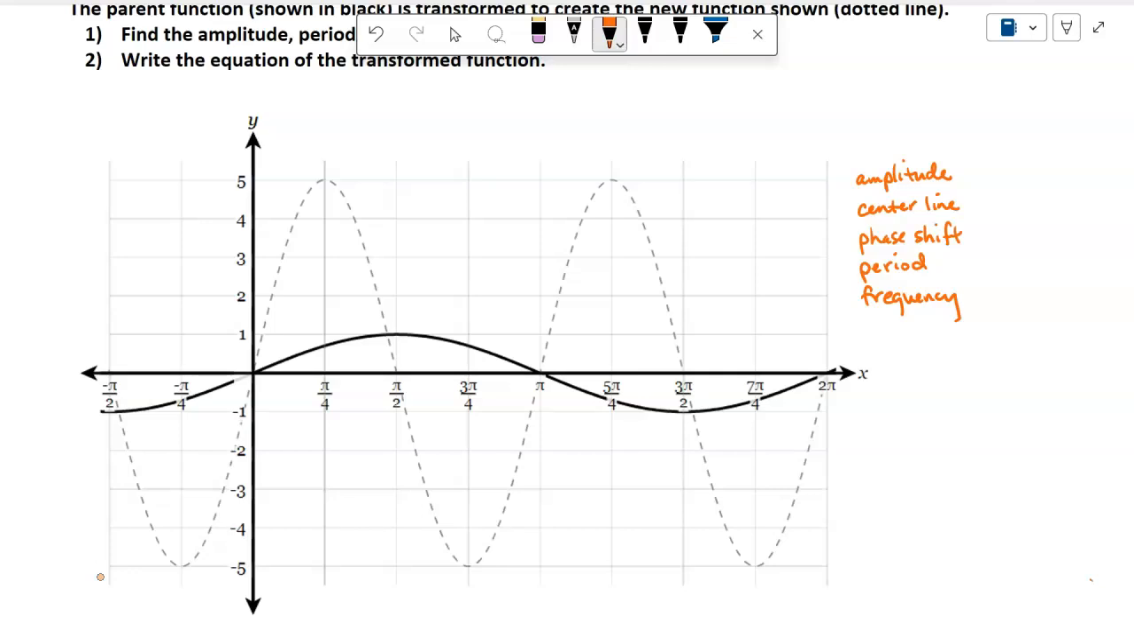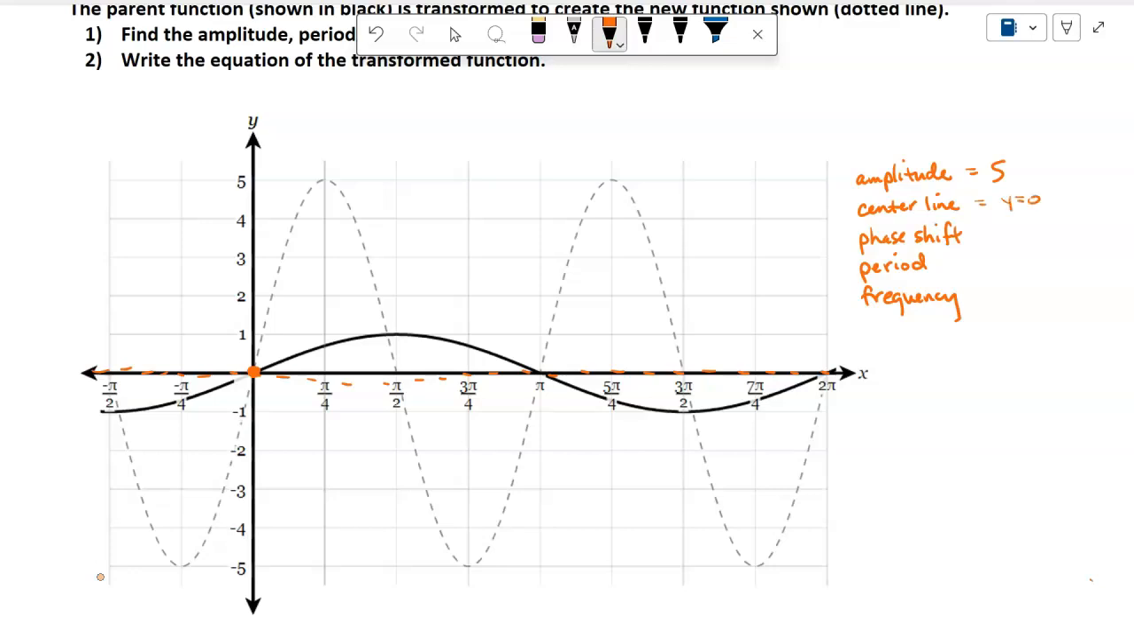So amplitude is always the distance from the center line up to the max or down to the minimum. You can also find this by taking the maximum point and subtracting the minimum point and dividing that distance by 2. So if we take this point right here, there's our center line, and we go up to 5, our amplitude is going to be 5 in this case. The center line, I just said, is right here. It cuts that wave or that function in half. So that center line is right at 0, which means we didn't move up or down.